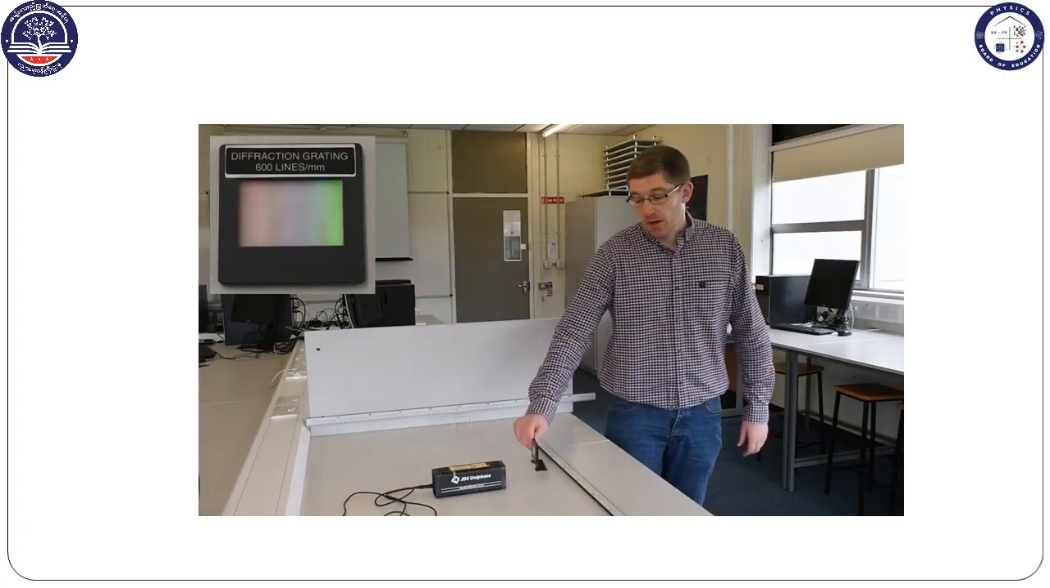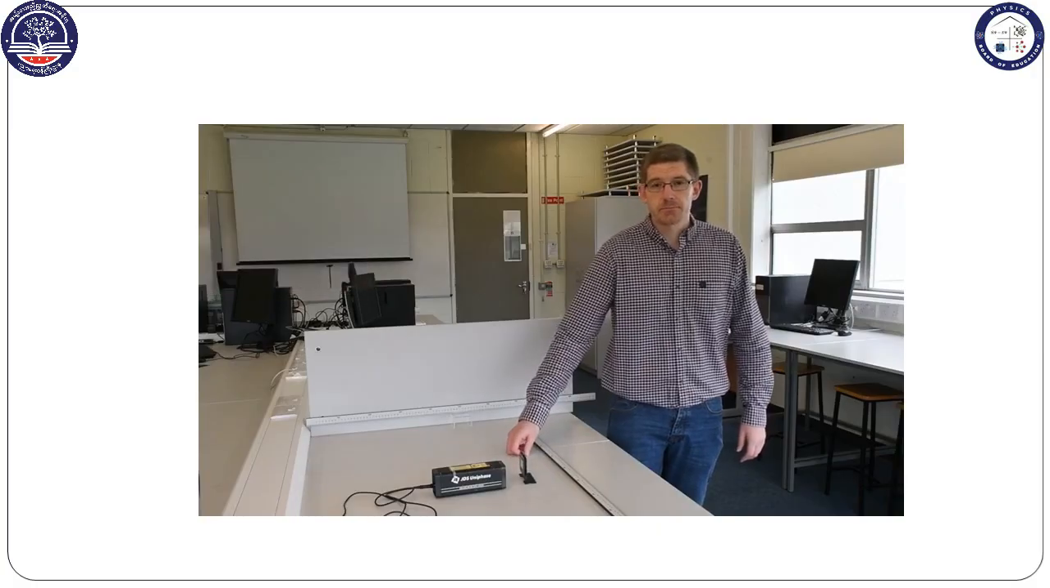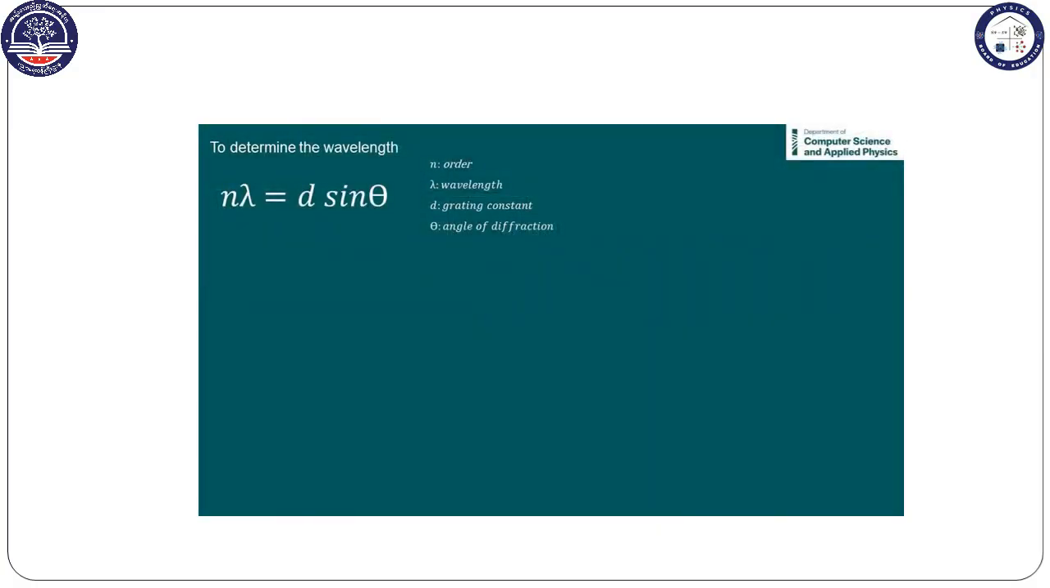In this video, we're going to determine the wavelength of monochromatic light using a laser. Our apparatus consists of a helium neon laser, a diffraction grating with 600 lines per millimeter, and 2 meter sticks for measurements. To determine the wavelength of the laser, we will use a diffraction grating formula.